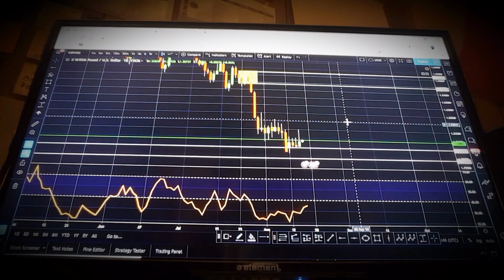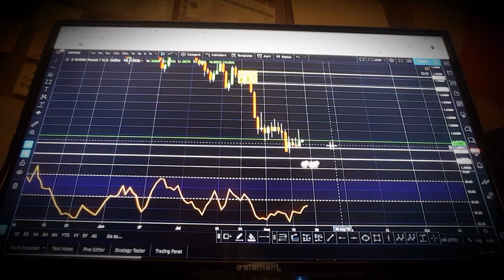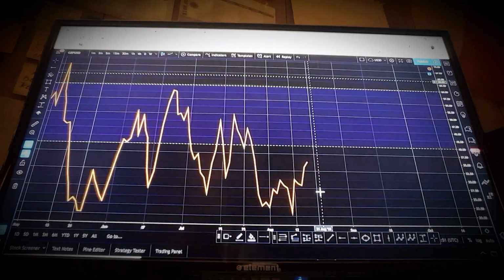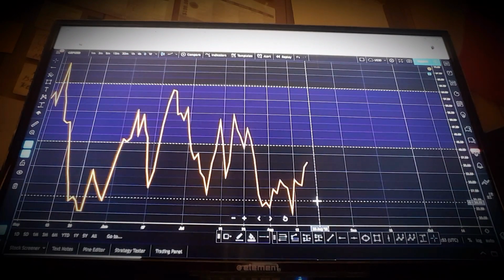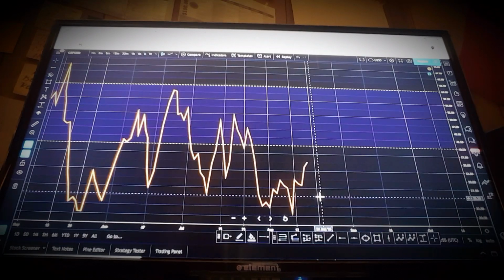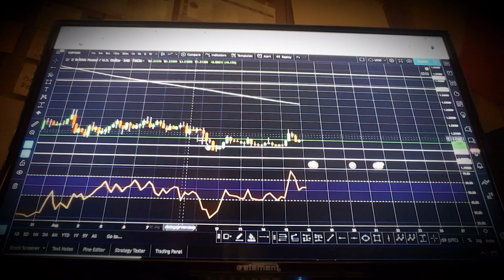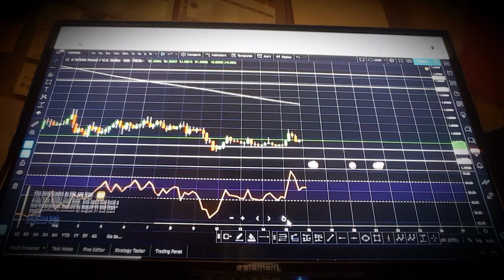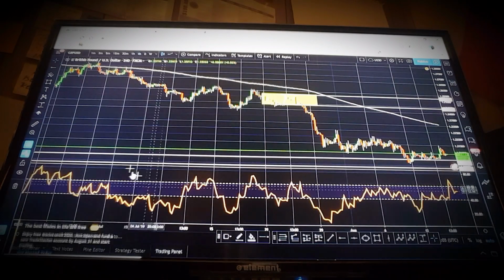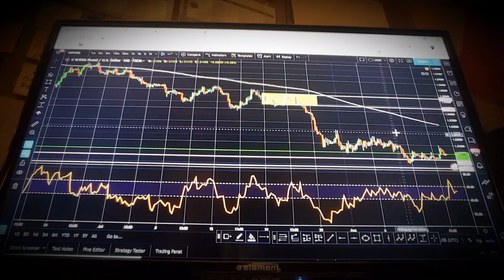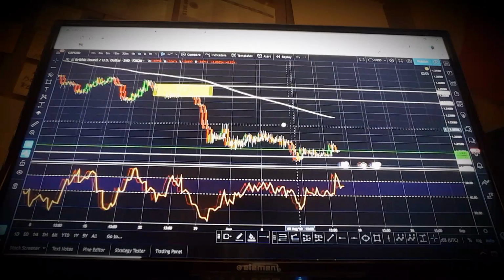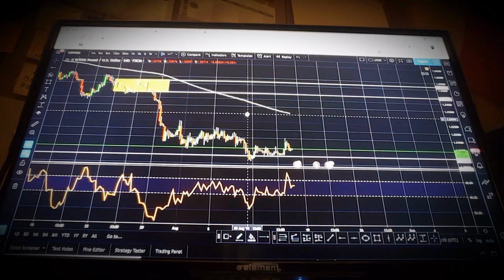So now we scale down. Also look, the RSI is making higher lows. Okay. Go down to the 4 hour. Okay. That's what it's looking like.